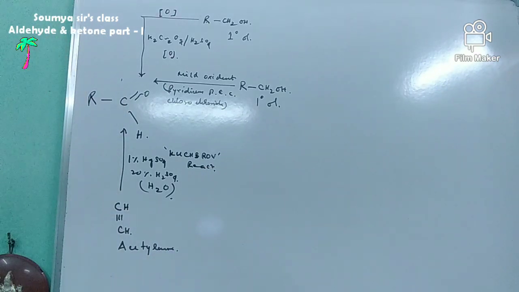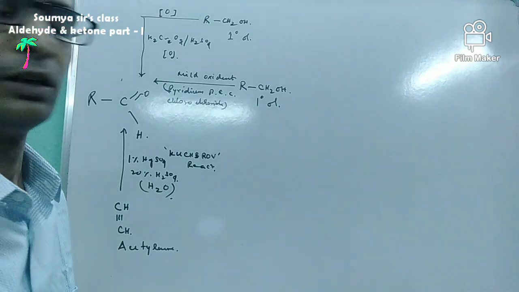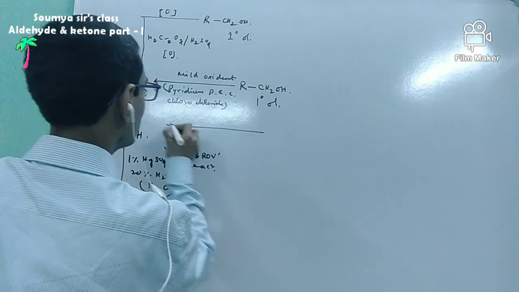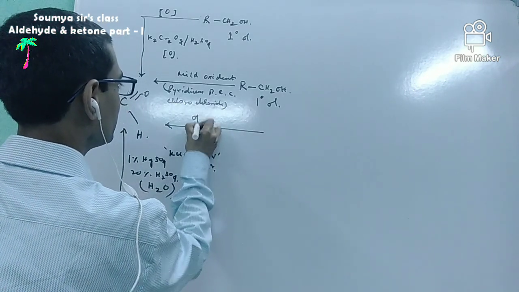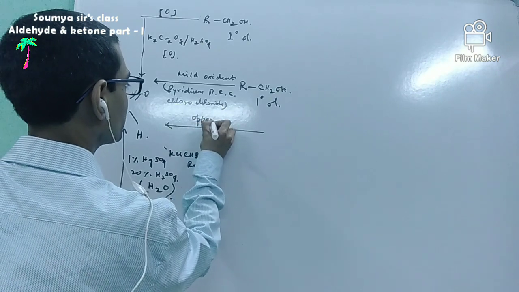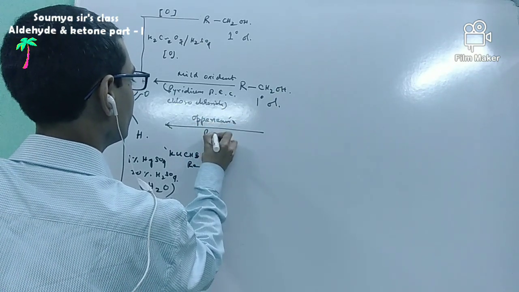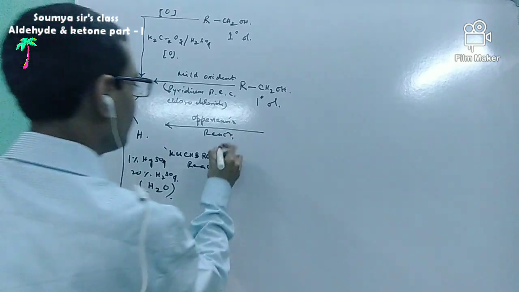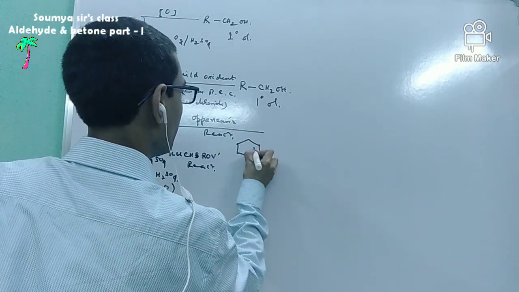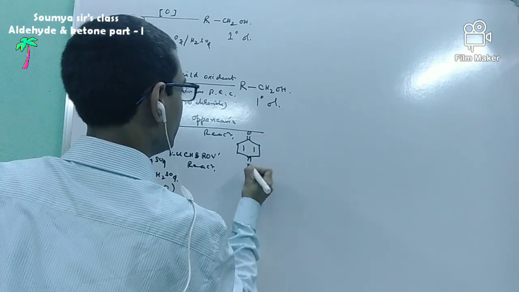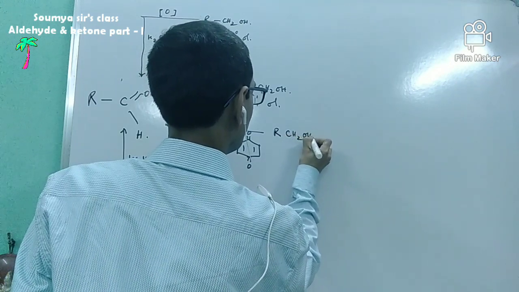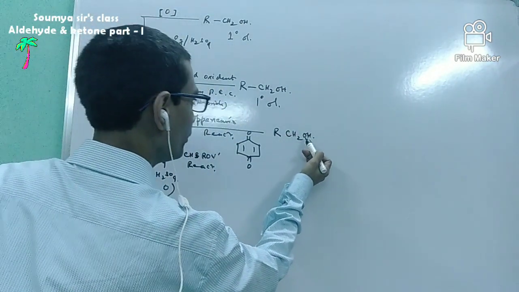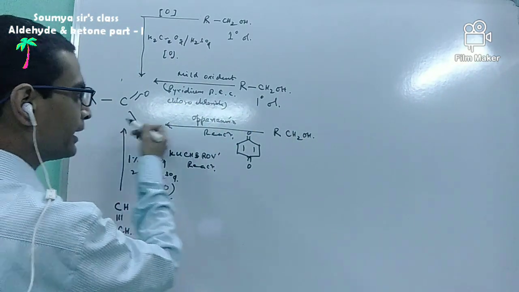Now there is another name reaction called Oppenauer's reaction. If we place parabenzoquinone, it is a ketone, and 1 degree alcohol, the alcohol group will oxidize to aldehyde and the ketone group in turn will reduce to hydroquinone.